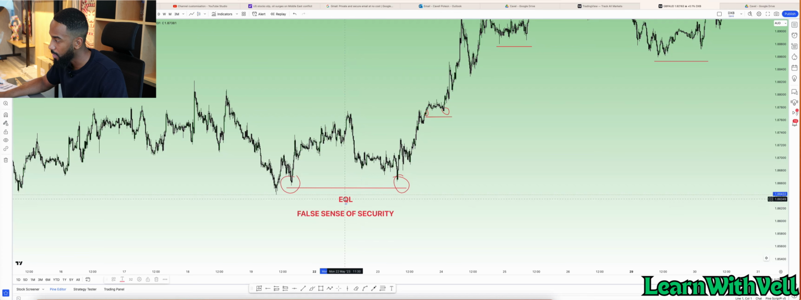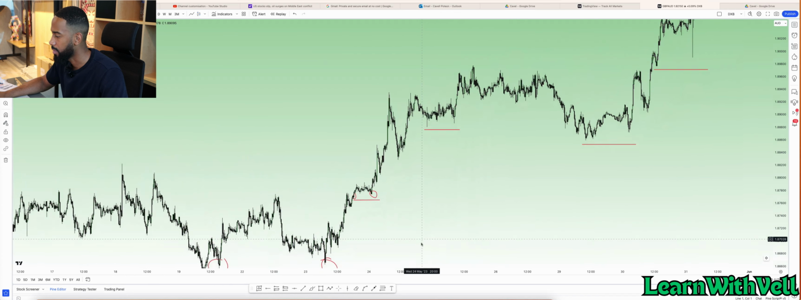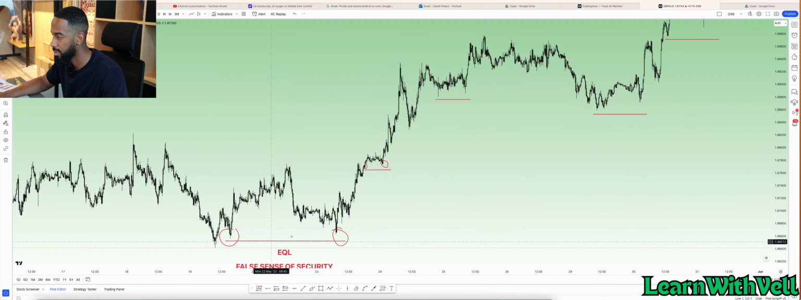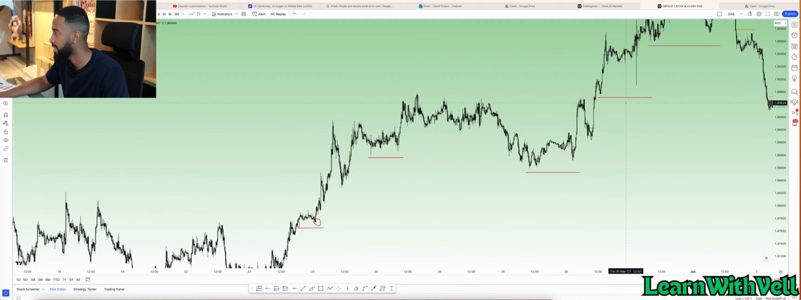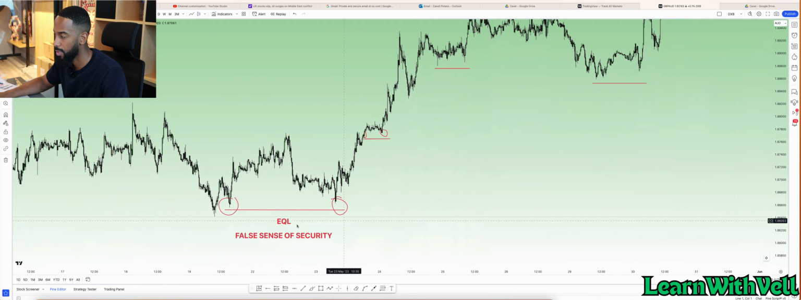So as we move on now, I've marked out a few of the equal lows. Okay, we have one equal low here, the second one's here, the third one's here, the fourth one's here, the fifth one's here, and the sixth one's here. Okay, we have 6 equal lows, right?